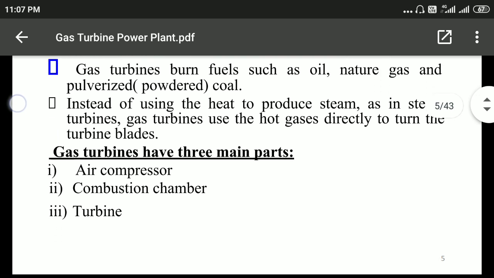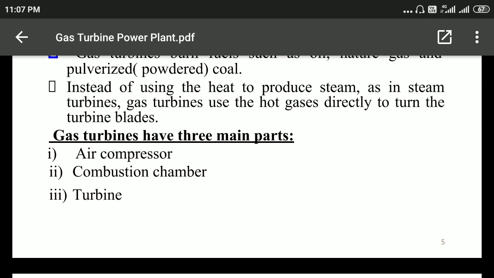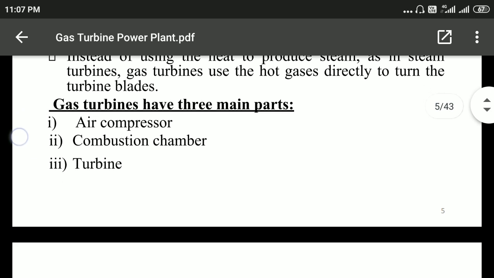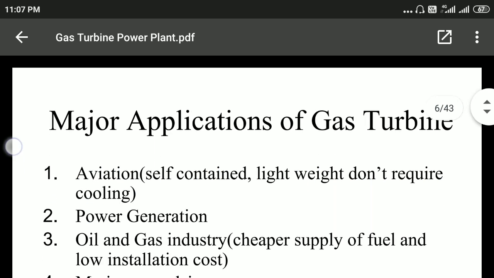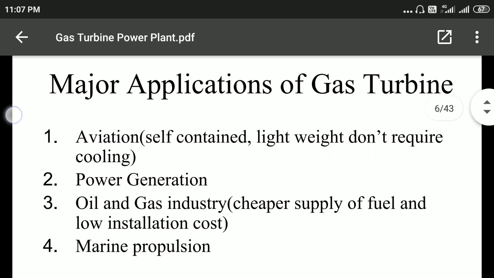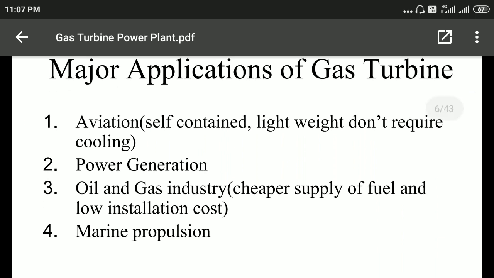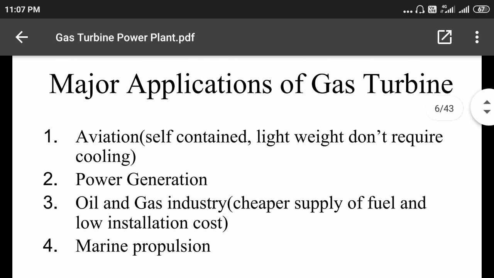As I said to you, the gas turbine has three main components: the air compressor, the combustion chamber, and the turbine. The major application of the gas turbine, first, is aviation. In aerodynamics we use the gas turbine. There it is not a power plant because we are not generating electricity, but we are utilizing the thrust power generated from the gas turbine.